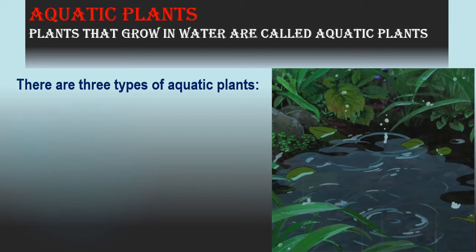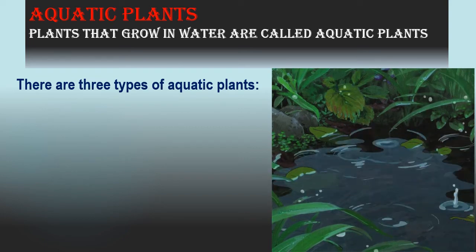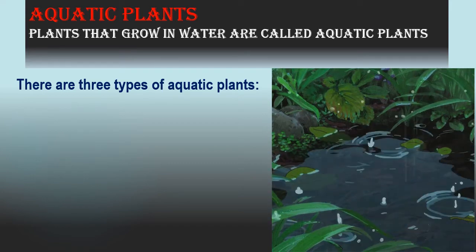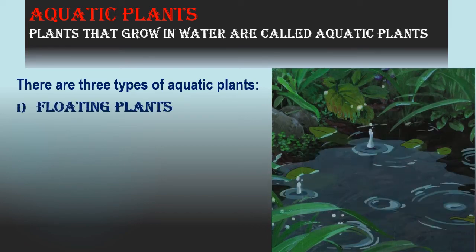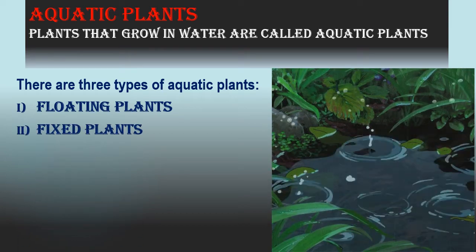So how many types of aquatic plants are there? There are 3 main types of aquatic plants. Number 1, floating plants. Number 2, fixed plants. Number 3, underwater plants.